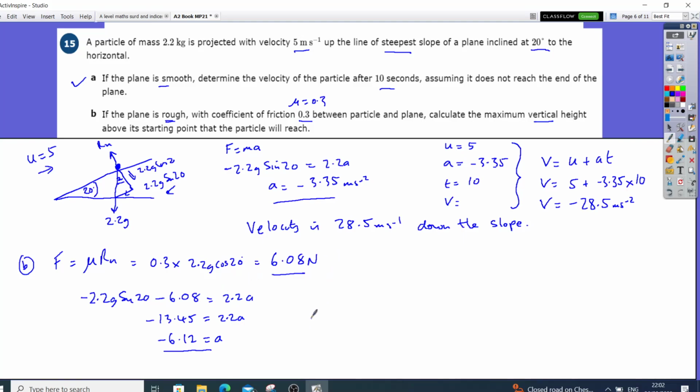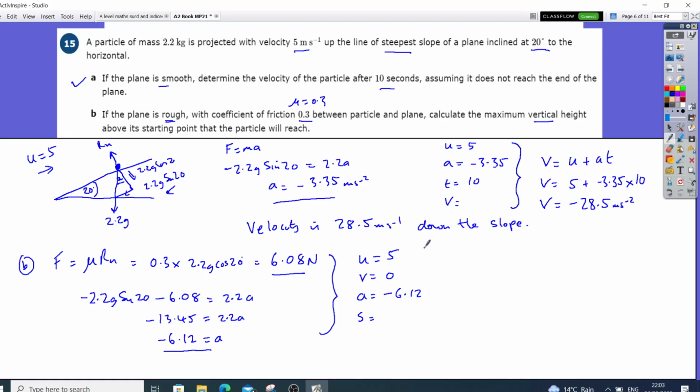So in this scenario, we have u equals 5, the initial speed it's projected at. We want to know when it comes to an instantaneous stop, so v will be 0. We know that acceleration, in this case deceleration, is minus 6.12, and I want to find how far up the slope it goes.